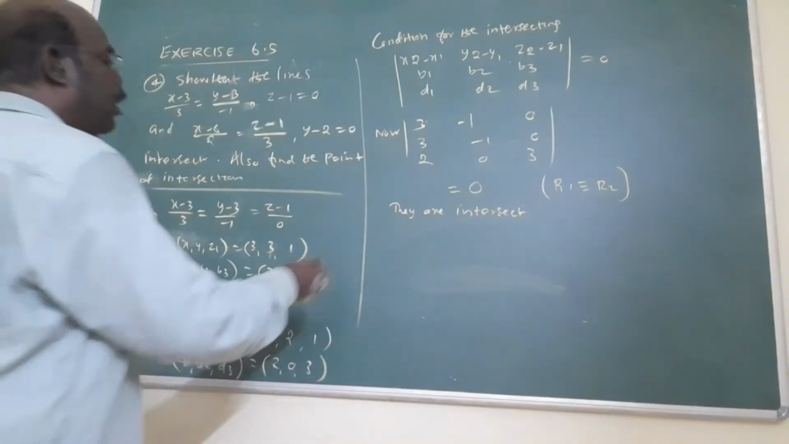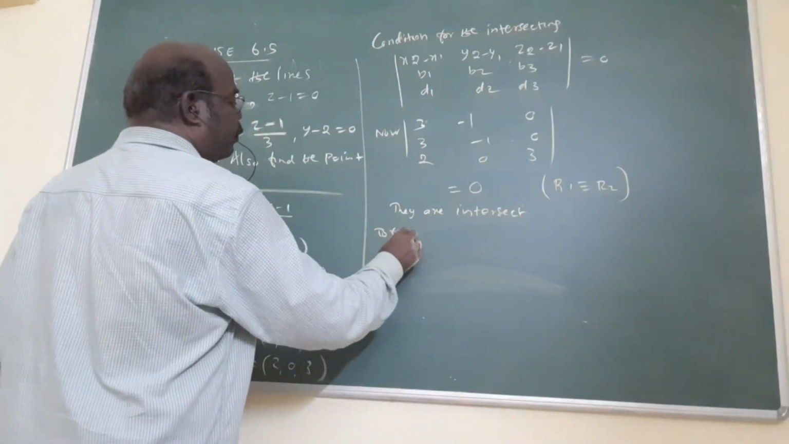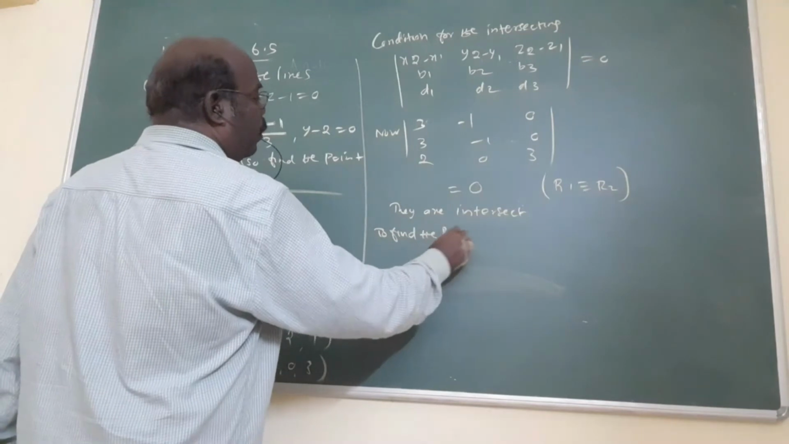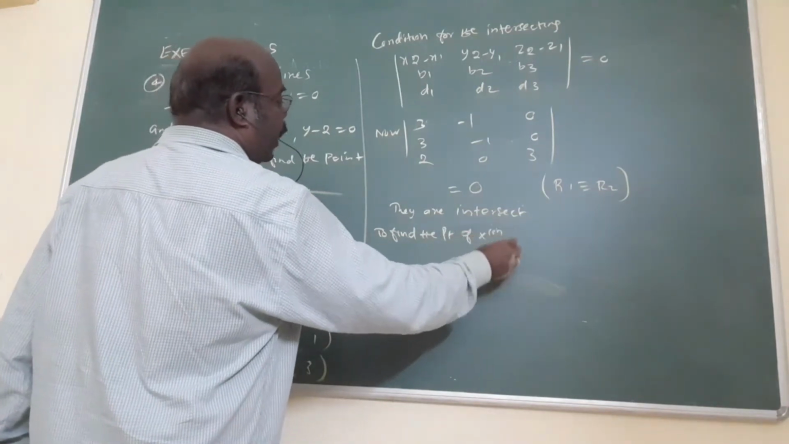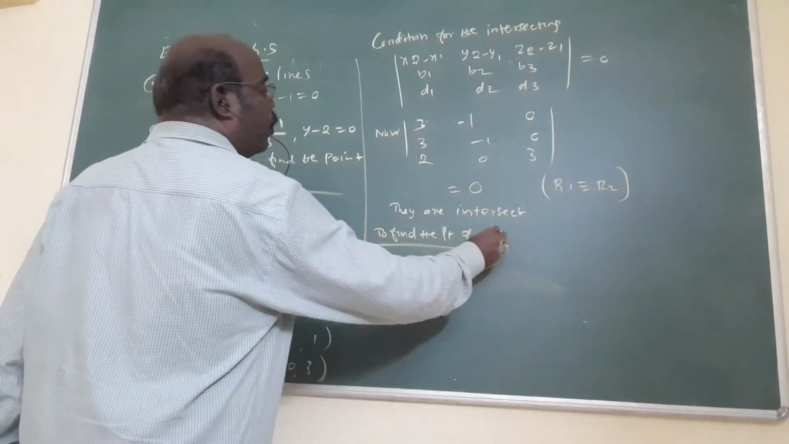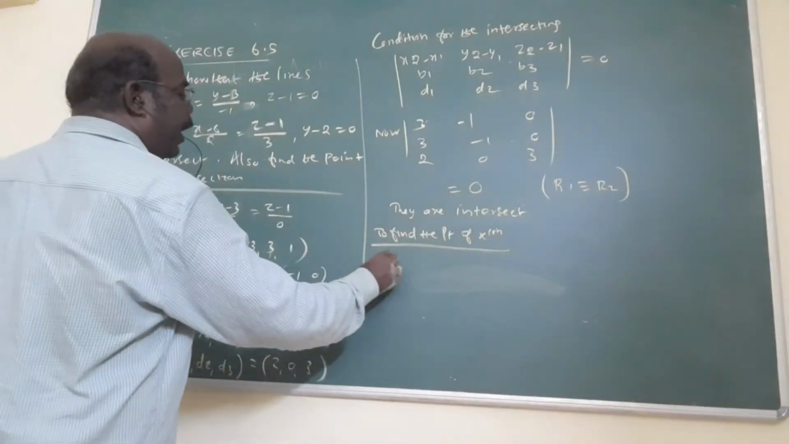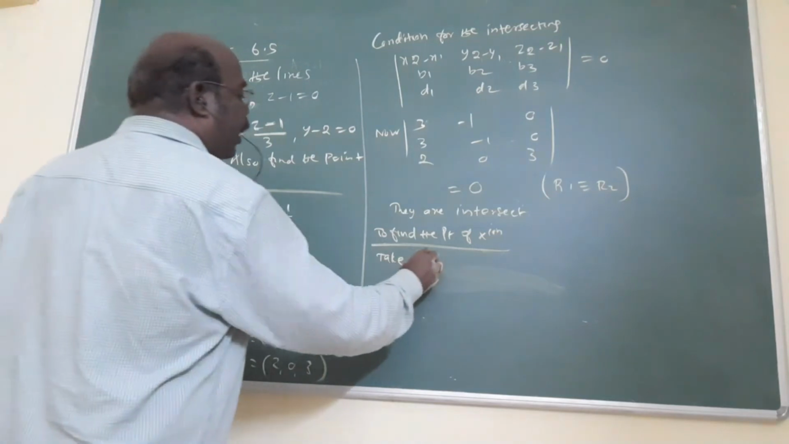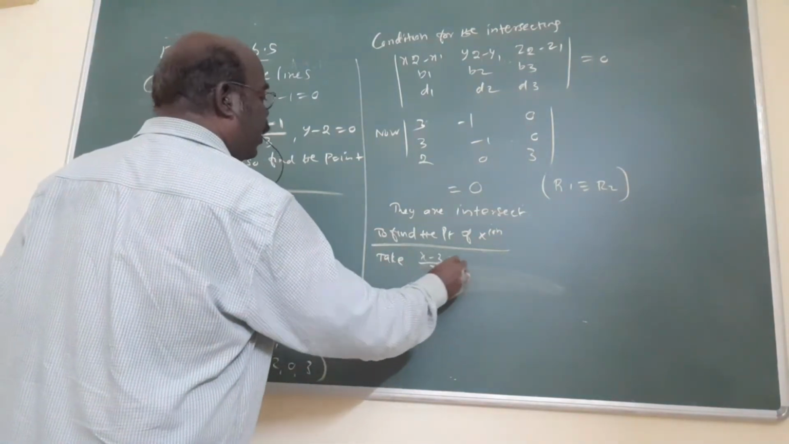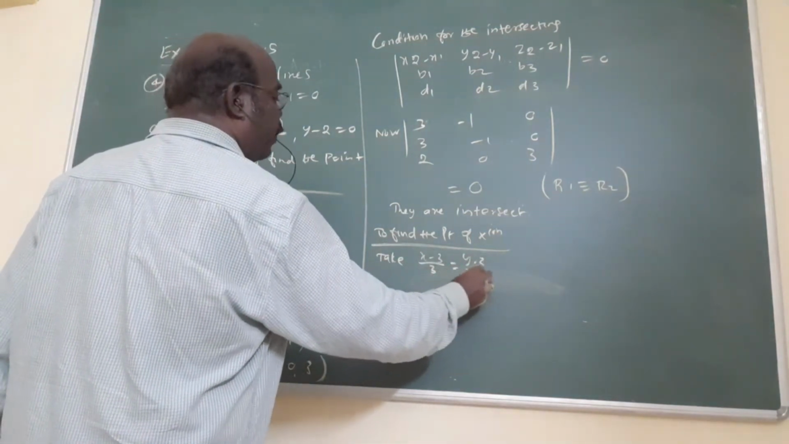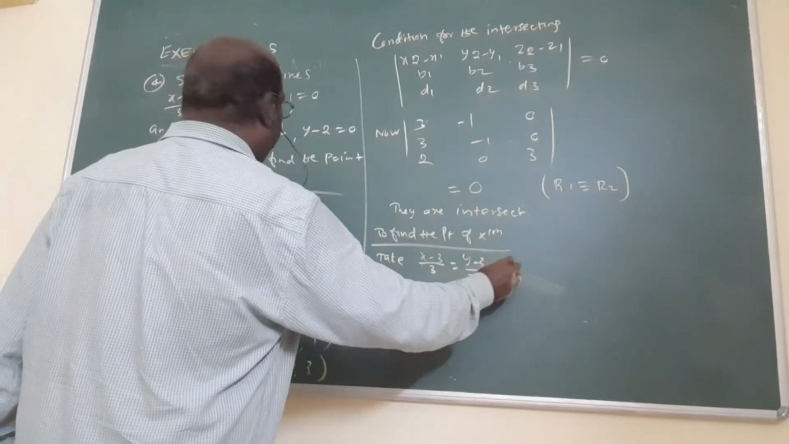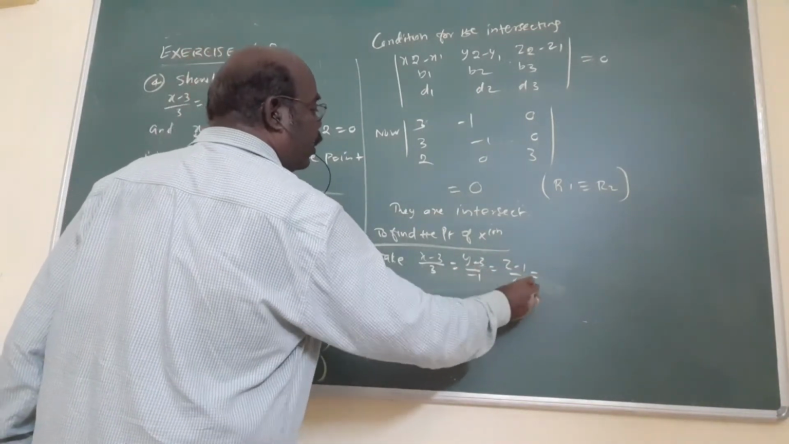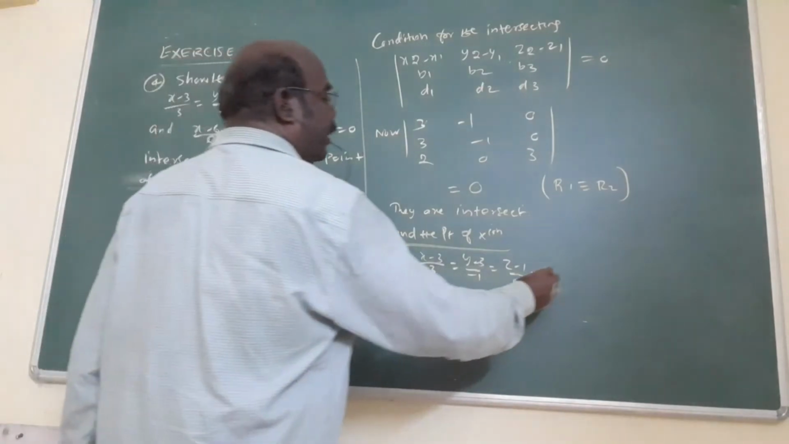Now next part is what? To find the point of intersection. Put the heading. This is an important part, 5 more marks. Very first, take the first equation. Our assumption: x minus 3 by 3 equal to y minus 3 by minus 1 equal to z minus 1 by 0 equal to, you will assume s.